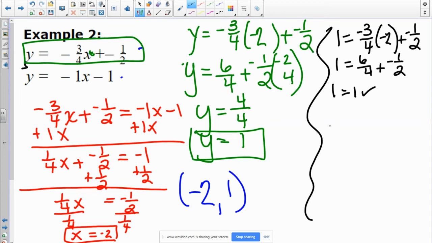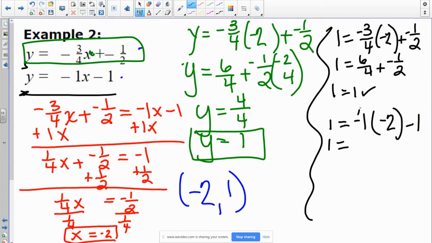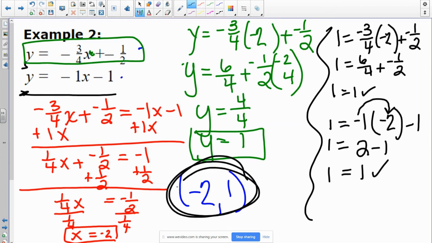Now we'll check the second one. So we think the y is 1. It equals -1. We think the x is -2. And we're going to subtract 1. So -1 times -2 is 2. Subtract 1 is 1. So they both check. So I guarantee that is the solution. That is the only point, because it's one solution. This is the only point that would satisfy both of those equations in that system.